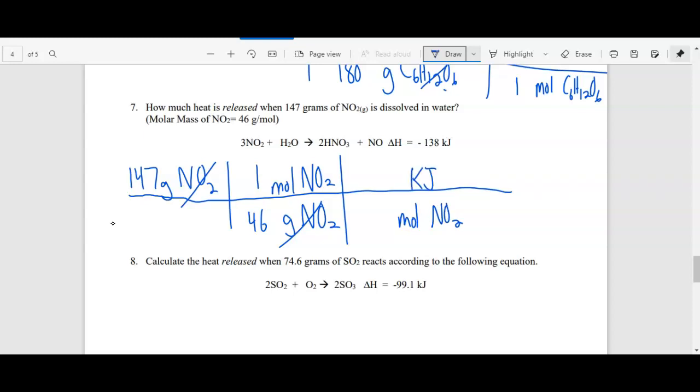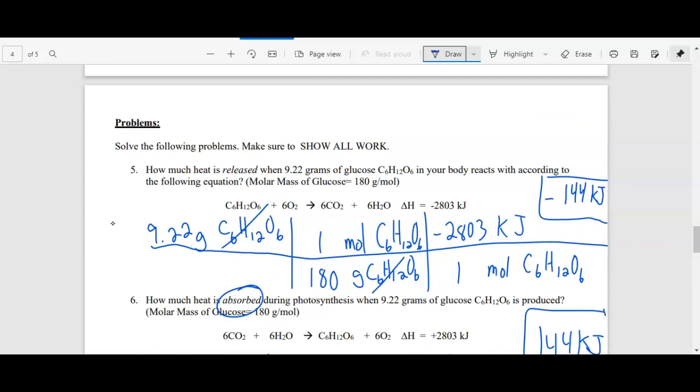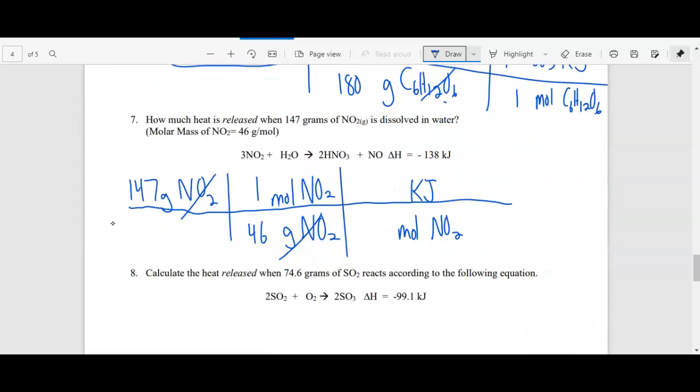Now this one we've got to look at. We've got to make sure we check this. It was 1 mole in the last problem because it was only 1 mole of glucose in those questions. But the difference now, when we look at NO2, is how many moles of NO2 are in this equation? There are 3. So this number down here is going to be 3 moles of NO2, and it will still be negative 138 kilojoules right here. But that 3 is because there are 3 moles of NO2. So for 3 moles of NO2 in the rest of the equation, you're going to release negative 138 kilojoules.